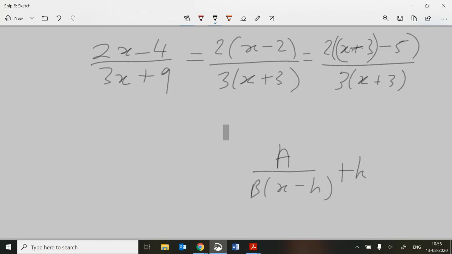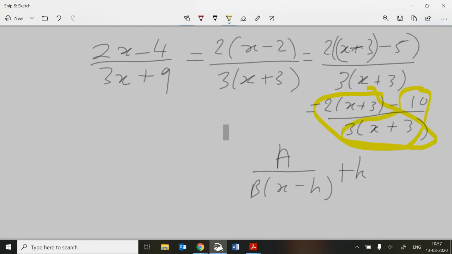So now I can multiply out the top. I've got 2 lots of x plus 3, and I've got 2 lots of minus 5 is minus 10. And now I've got that over 3 times (x plus 3). So now I can essentially split this into two fractions. I've got this fraction and I've got this fraction here. So I can split that up a bit like I can split up 3 minus 1 quarters, which is the same as 3/4 take away 1/4. Okay, so that's what we're going to do.